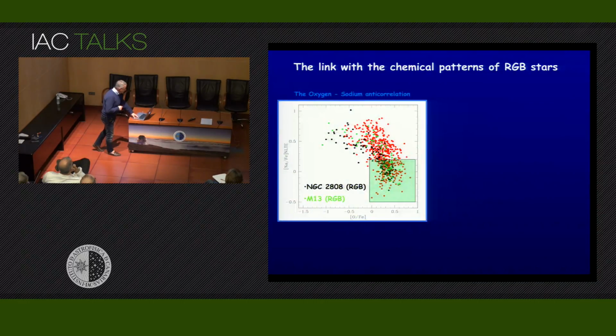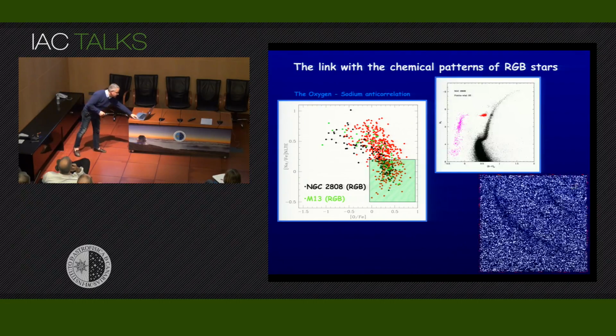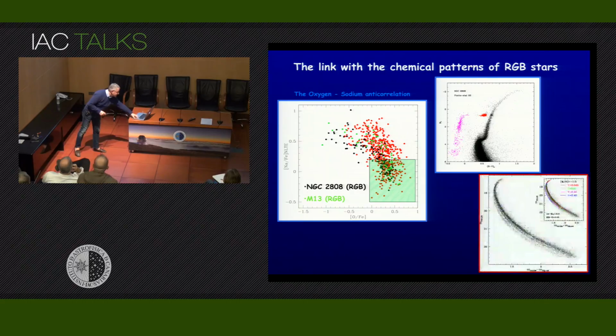So, let me now produce a global scenario for this cluster at least, relating horizontal branch morphology, main sequence peculiarity, and chemical pattern in the context of the multiple populations. This is the oxygen-sodium anticorrelation. The black points correspond to the oxygen-sodium anticorrelation in the cluster NGC 2808. Let me say that 2808 together with the other cluster M13 are the 2 clusters that show the more extreme, the more extended oxygen-sodium anticorrelation. And these are the horizontal branch and the main sequence.